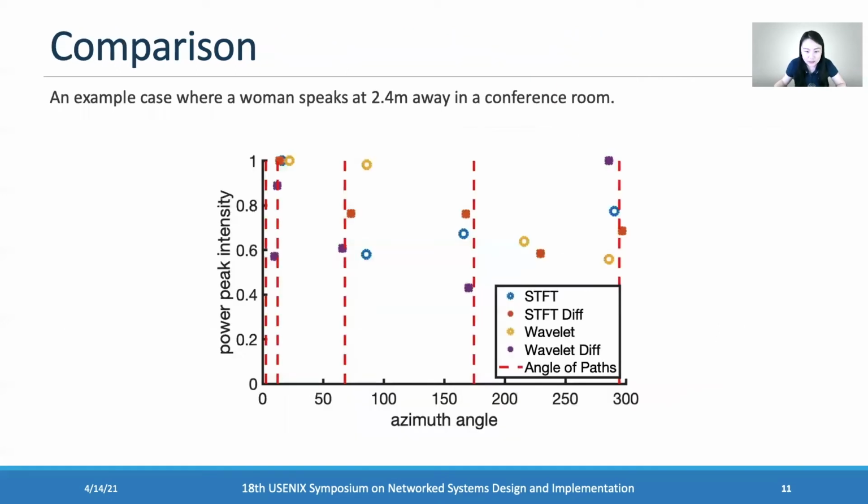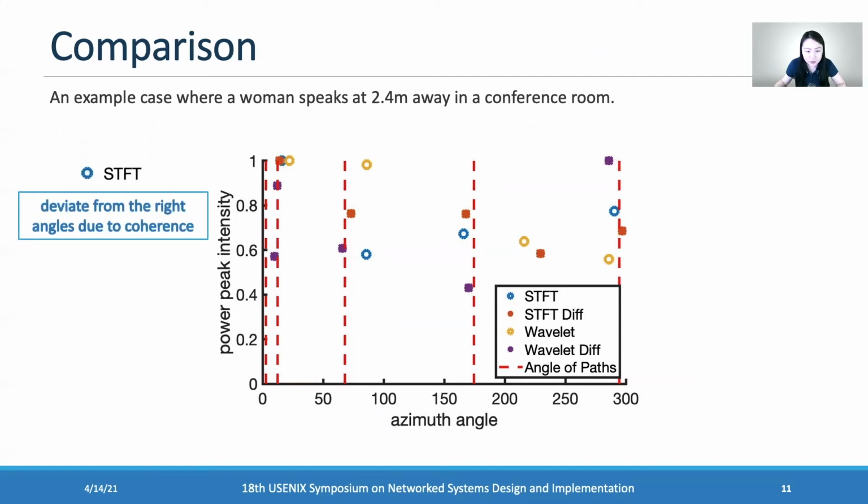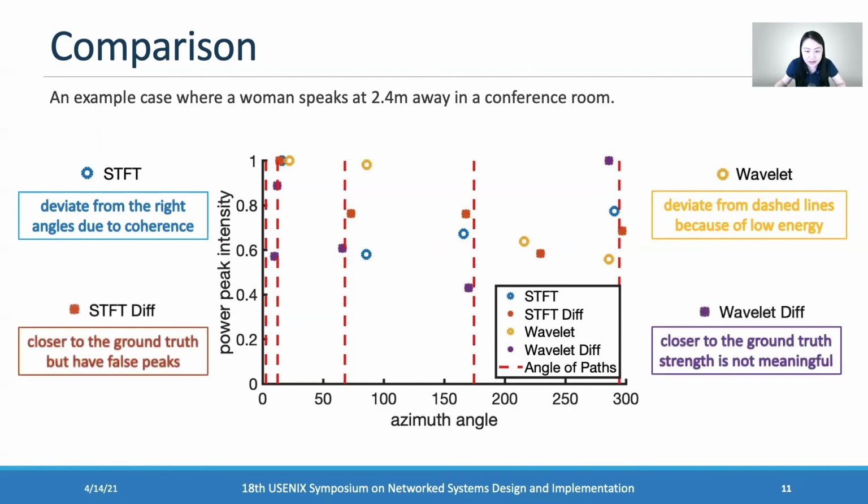Here we show an example where a woman speaks at 2.4 meters away in a conference room. The dashed red lines are ground truth angle variables of different paths. We can see that the short time window results, shown as blue circles, deviate from the red angles due to coherence. And the wavelet results, the yellow circles, deviate from the dashed red lines due to low energy. After taking the difference, their estimation results get closer to the ground truth angles.